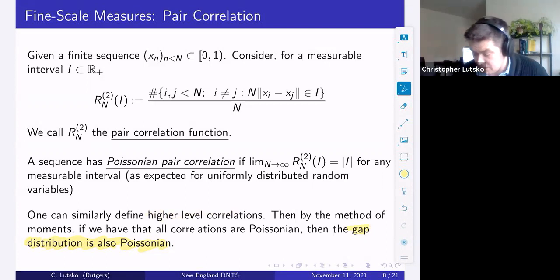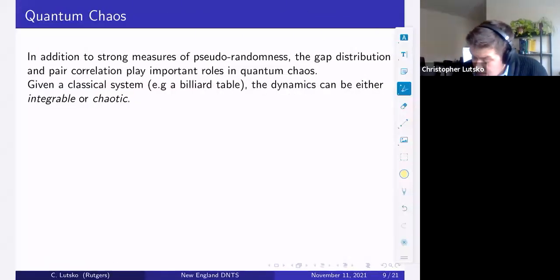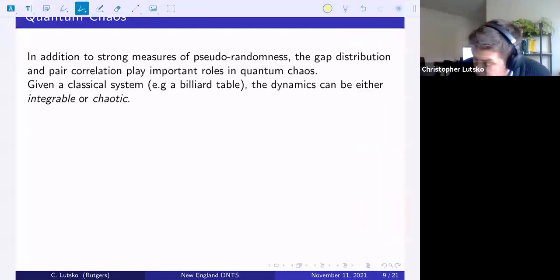Okay, so for the purposes of today, the pair correlation is the central object which we're going to be studying. Now, a bit of motivation, and since this is a dynamics audience, I thought I'd take my motivation from dynamics, which is the study of quantum chaos. So we have these measures of pseudo-randomness on a fine scale. Who cares? Well, to explain this, I need to tell a bit of a story, which is the story of quantum chaos.